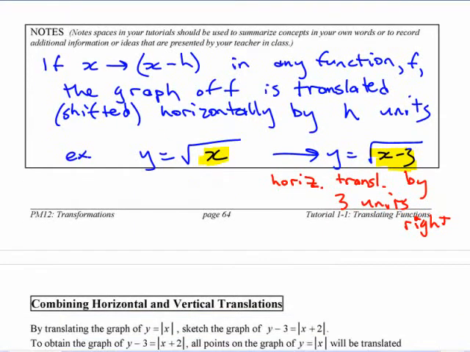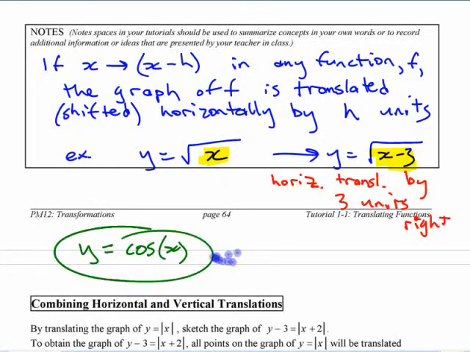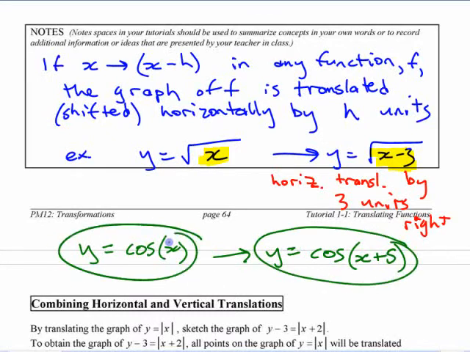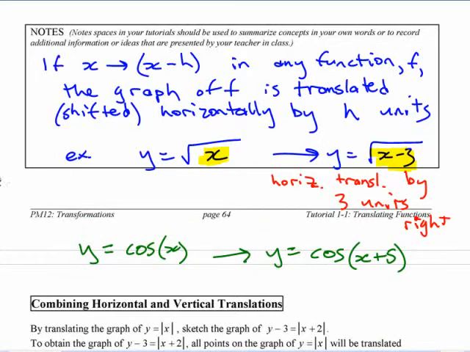Even if you don't know what a function looks like, you might not know what y equals cosine of x looks like. But whatever that graph looks like, if I change it to now y equals cosine of x plus 5, even though you don't know what the graph looks like, how is this going to look compared to this? What's going to have happened? Even if you make that change, x to x plus 5, how is that going to be different?